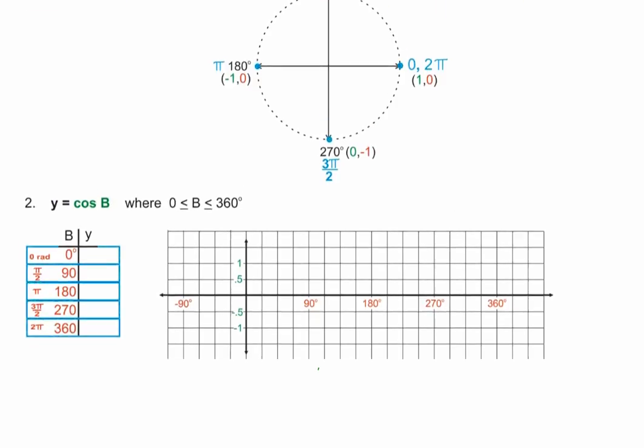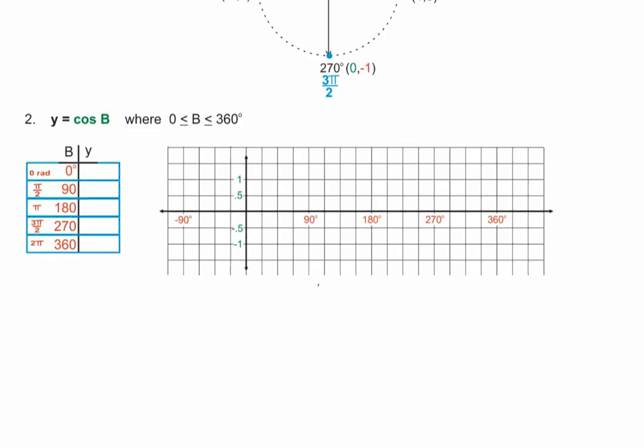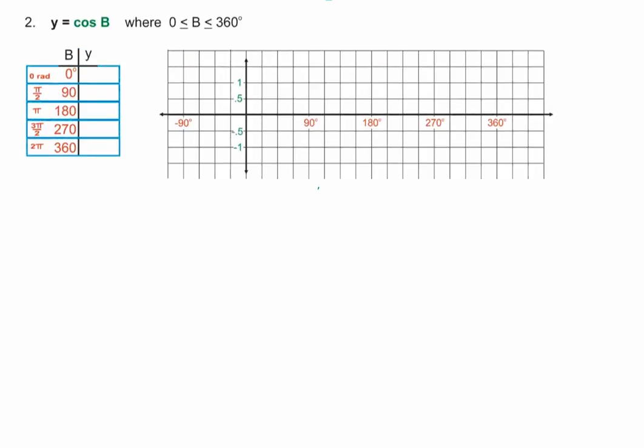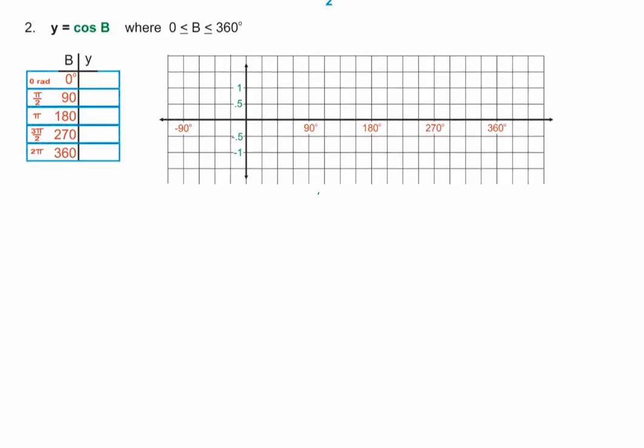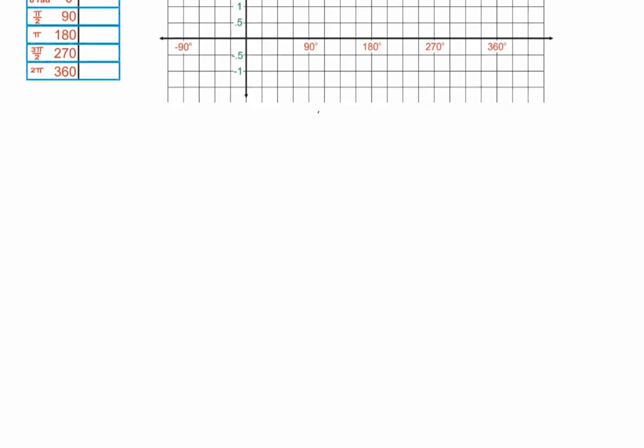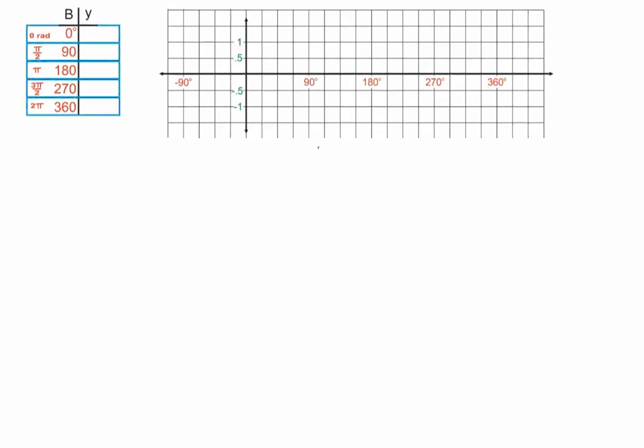And let's see, let me get rid of, we don't need the radial view. I'll just pull up the applet when I need it. Okay, so cosine, again, key points: 0, 90, 180, 270, 360. Same thing, same key points. I'm going to do these in green.